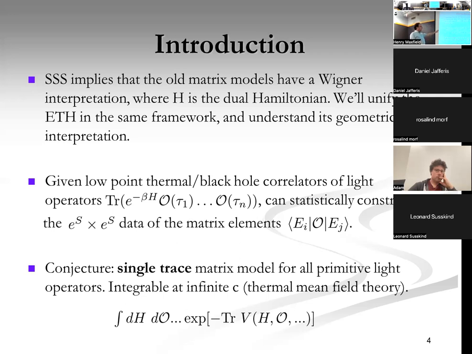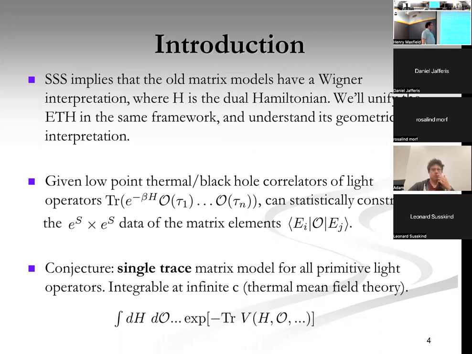So the idea is, imagine we know some low point thermal correlators of light operators, or the correlation functions in the black hole background, in the Schwarzschild background. And I'm going to start speaking rather generally, and then later we'll focus on the JT example.